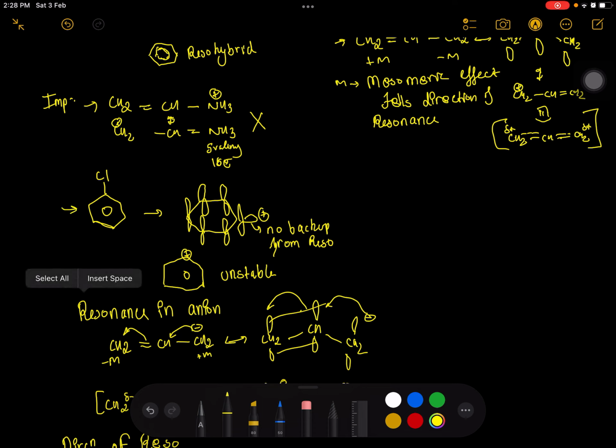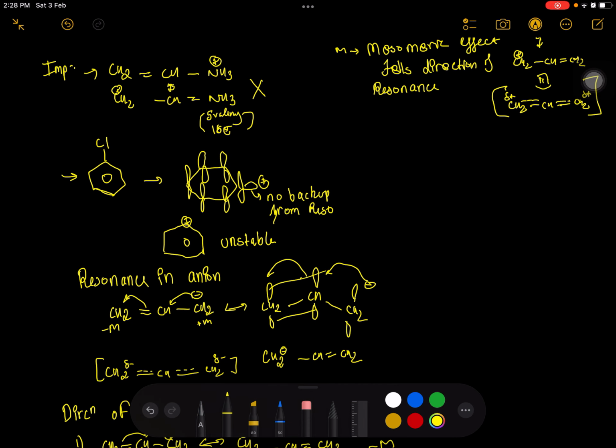So for the first one, we know N doesn't have a d orbital, so it can't expand its octet. So double bond NH3 means 5 valence, means 10 electrons, which is not possible, so it can't resonate over here. Now if we look at chlorine, and let's say the Cl left. Now if we look at this, the plus charge will be in this plane, whereas the p will be in that plane. So there's no backup from resonance. Hence, it's unstable.